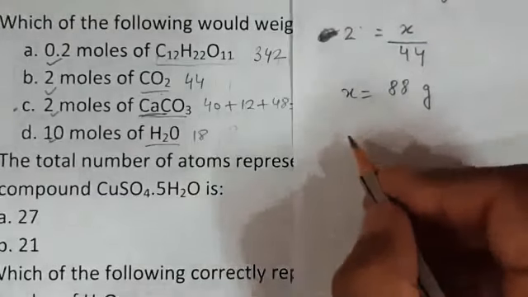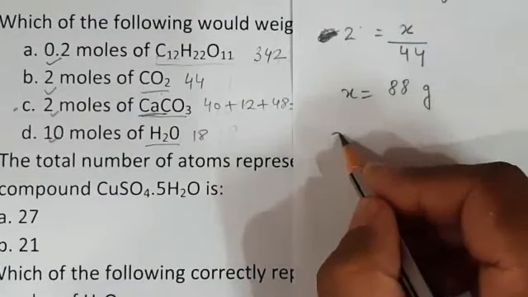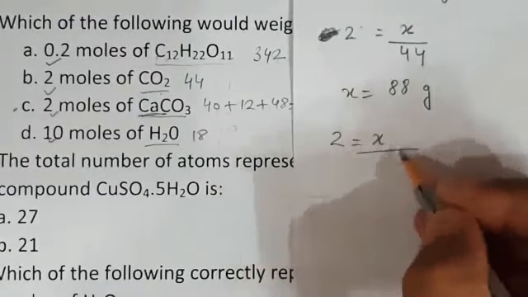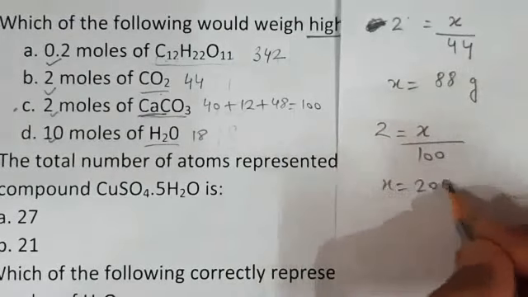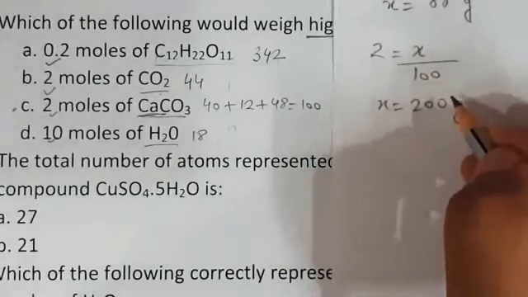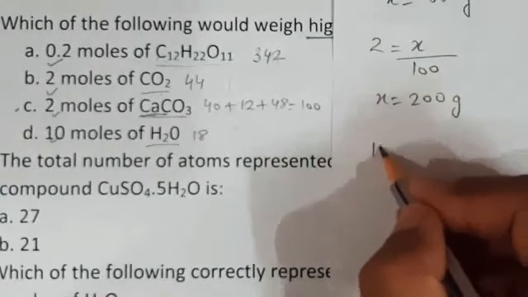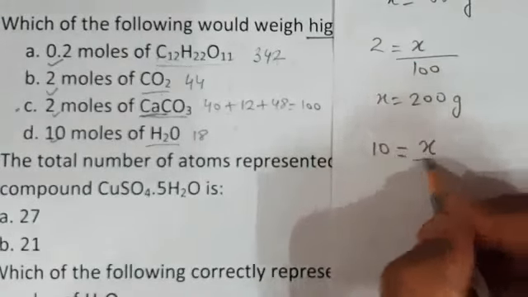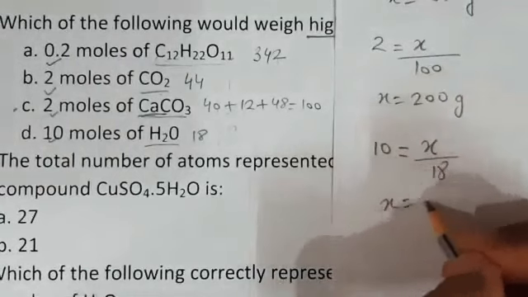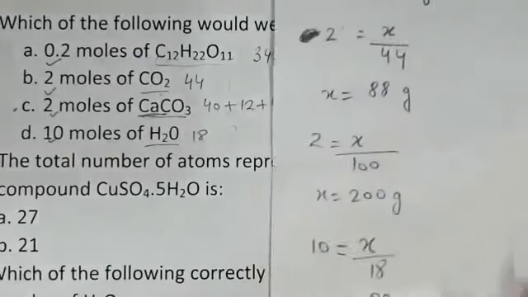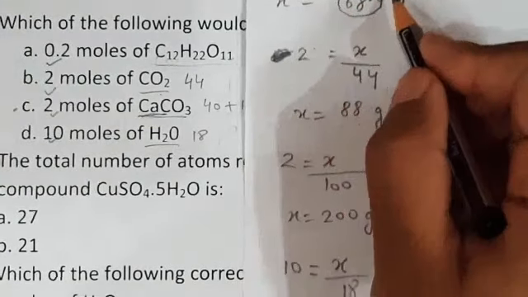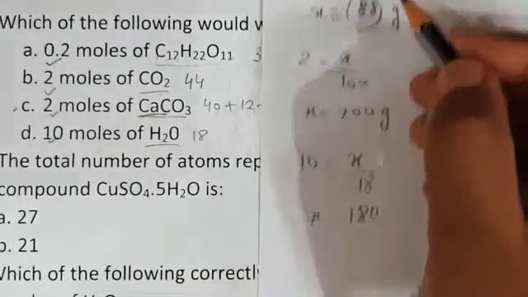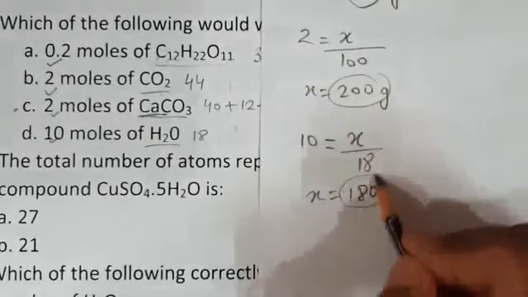Calculate for C. Number of moles 2, given mass X, molar mass 100. So X will be 200. Calculate for the fourth also. Number of moles 10, given mass X, molar mass 18. So X is 180. So when you see, in the first case it is 68.4, second is 88, third is 200 and fourth is 180.